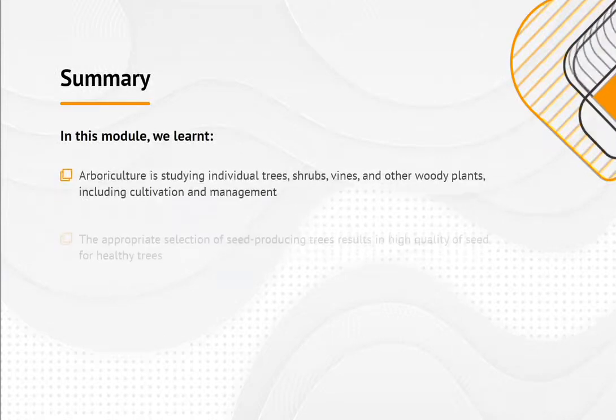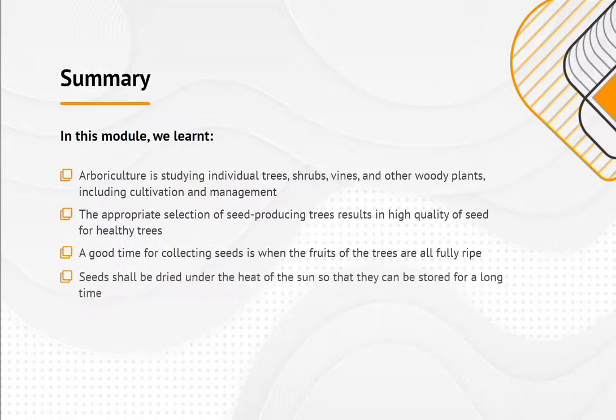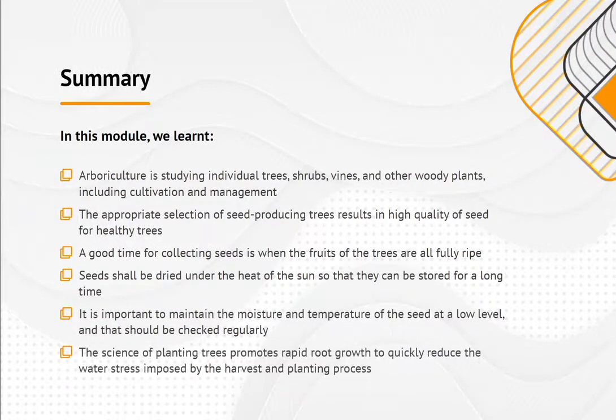Summary. In this module, we learnt: arboriculture is studying individual trees, shrubs, vines, and other woody plants, including cultivation and management. The appropriate selection of seed-producing trees results in high quality of seed for healthy trees. A good time for collecting seeds is when the fruits of the trees are all fully ripe.